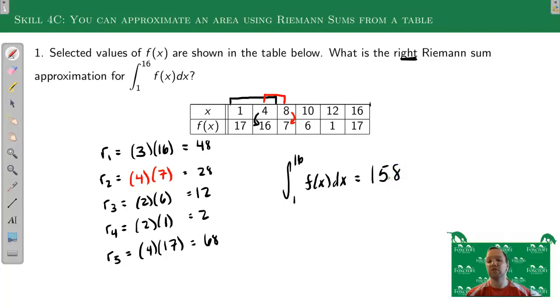Right. So the only difference really between this and the previous problem is these widths can be different depending on how wide it is in your table. Just remember you're getting the widths from how far apart the x values are, but when you plug it in, you're getting a y value out. So those heights of my rectangles are coming from that bottom row.